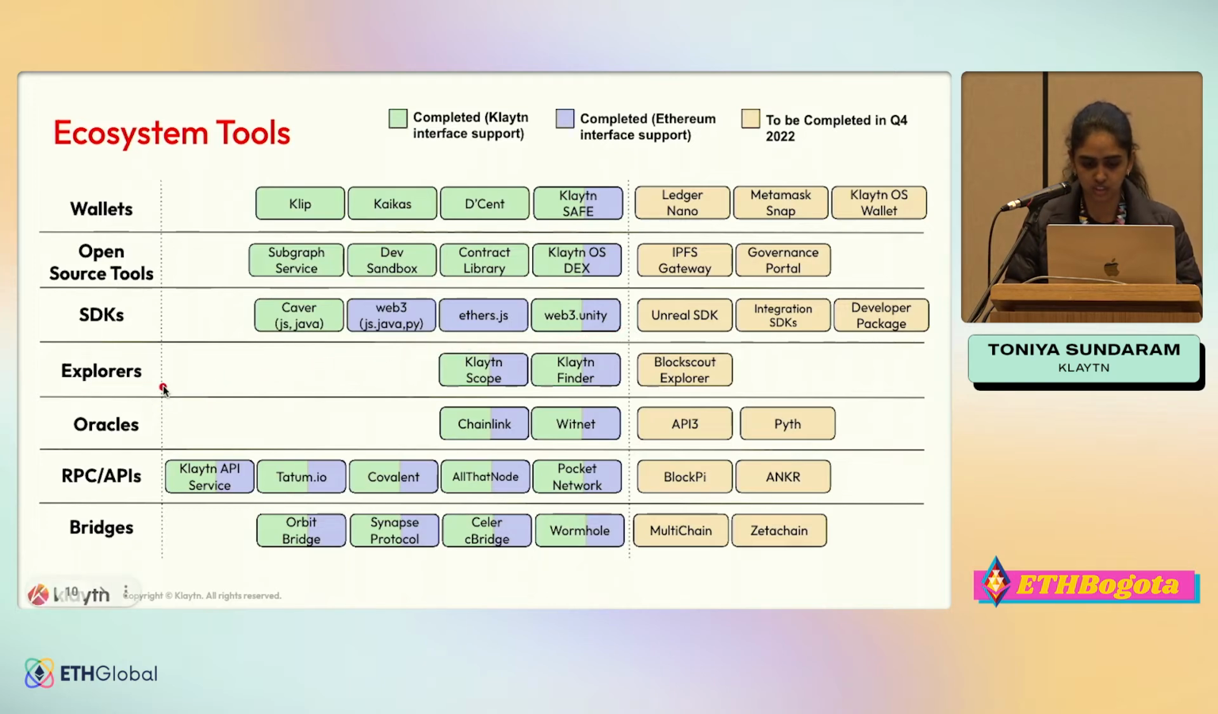And we have Explorers, similar to Etherscan: Klaytn Scope and Klaytn Finder, and we are also having an open source Blockscout Explorer. The good thing is you can download the code, and if you want to propose a new feature, you can add it and get some bounties. Or if you want, you can also build your own feature and run it on your own network. It's fully open source. So this is a cool thing. And we have oracles. We have integrated with Chainlink and Witnet.